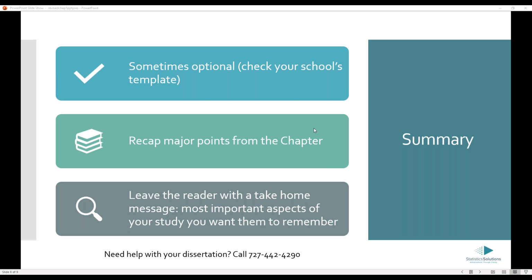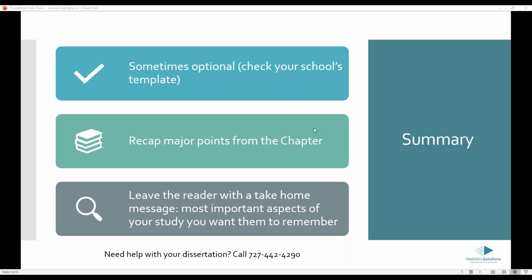Okay, and summary. Check with your template again. Some schools let you end at the recommendations for further research. They don't really want a conclusion or a summary, so that's good. If your school does want a summary or conclusion, right?